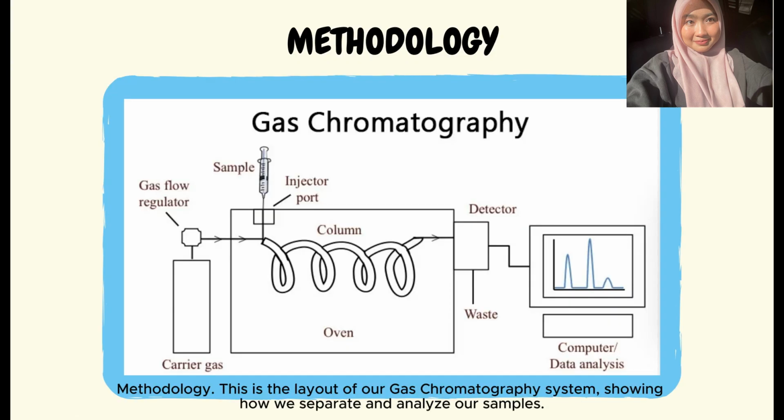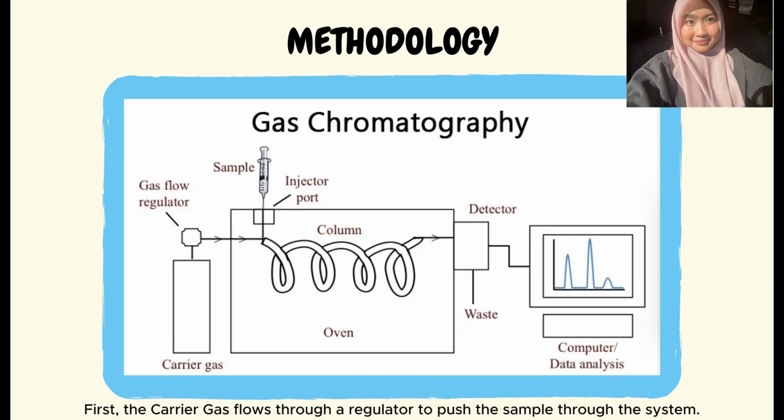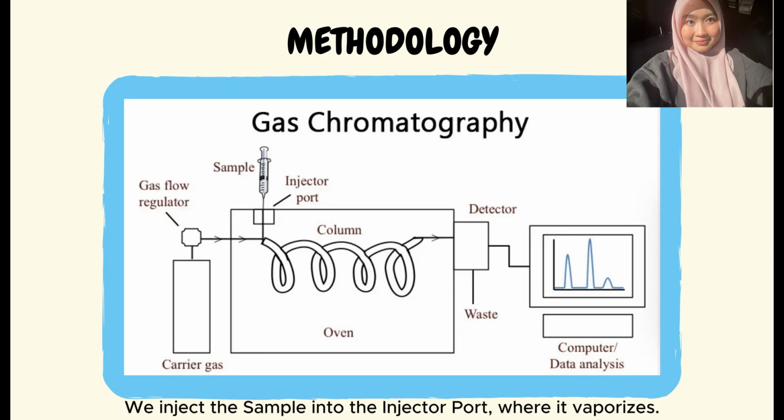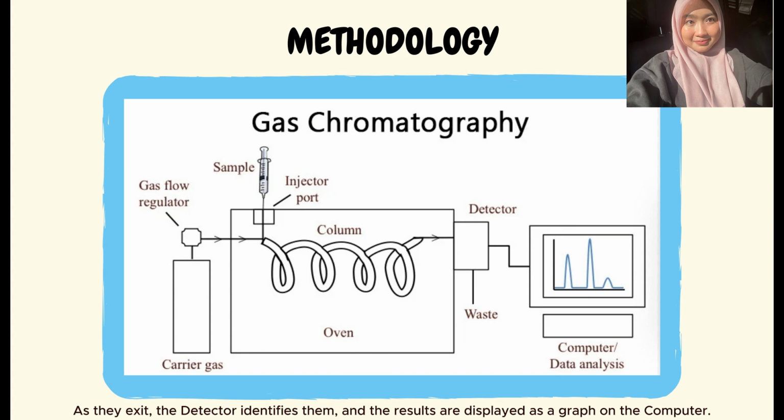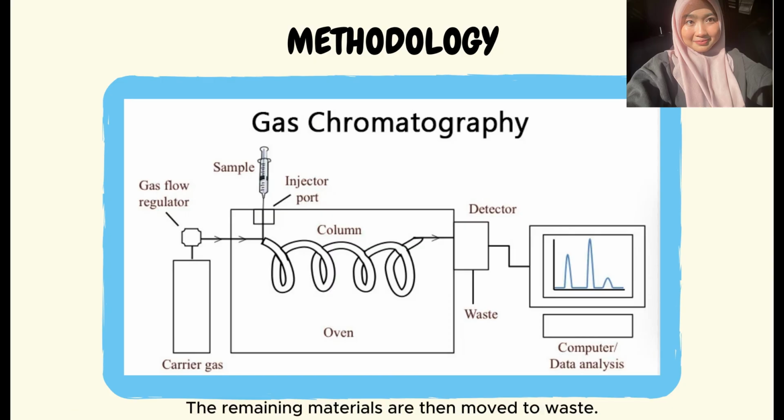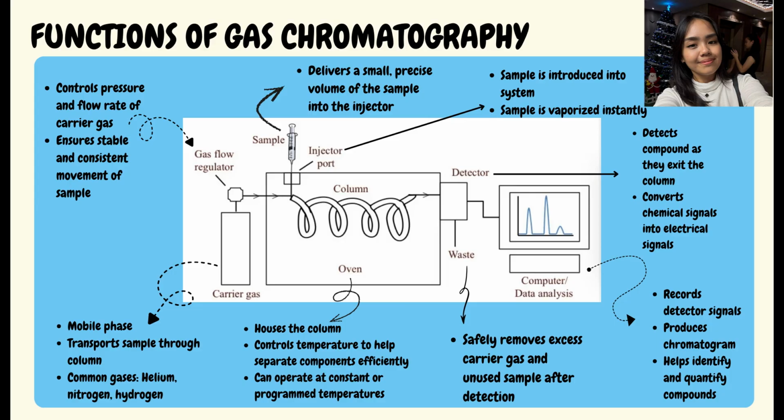Methodology. This is the layout of our gas chromatography system, showing how we separate and analyze our sample. First, the carrier gas flows through a regulator to push the sample through the system. We inject the sample into the injector port where it vaporizes. Next, it enters the column inside the oven. Here, the different components separate based on how fast they travel through the coil. As they exit, the detector identifies them and the results are displayed as a graph on the computer. The remaining materials are then moved to waste.